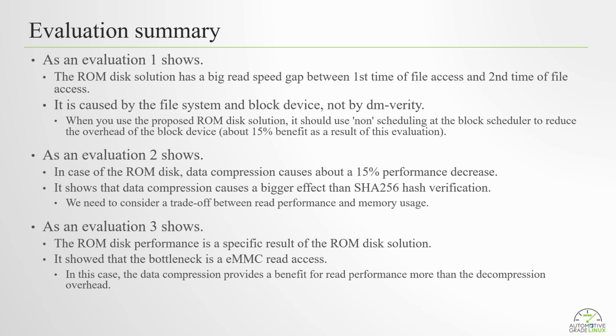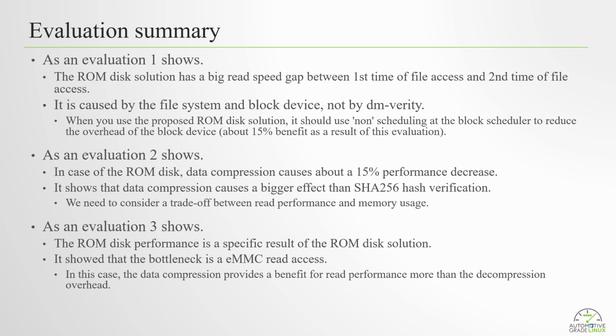As evaluation 2 shows, in the case of the ROM disk, data compression caused about a 15% performance decrease. It shows that decompression had a bigger effect than SHA hash verification. An additional point is that we need to consider a trade-off between read performance and memory usage.